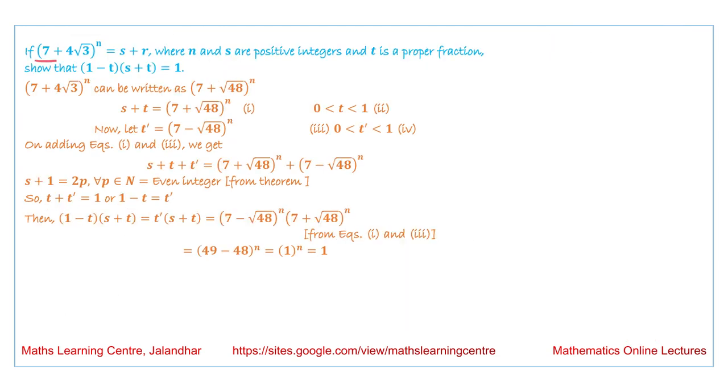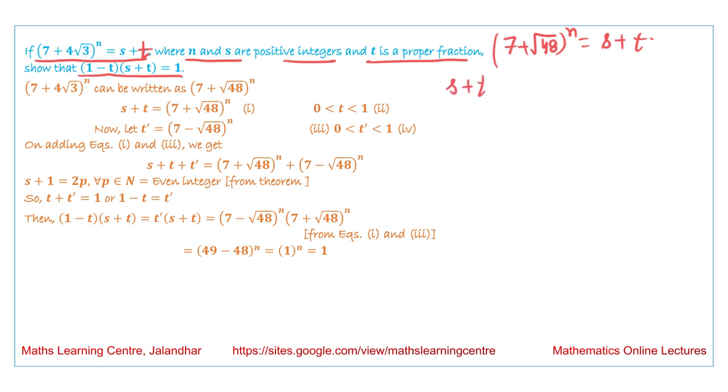Next, if this value is equal to 7 plus root 48 raised to the power n, that is equal to s plus t. It is given that n and s are positive integers and t is a proper fraction. We have to prove that 1 minus t into s plus t is equal to 1. So the first equation we have is s plus t is equal to 7 plus root 48 raised to the power n, where the value of t lies between 0 and 1.